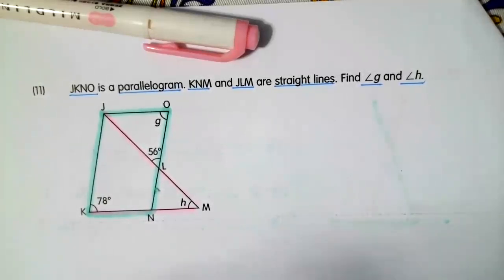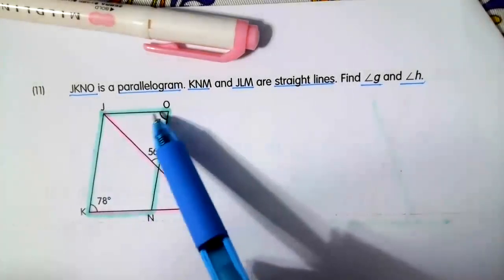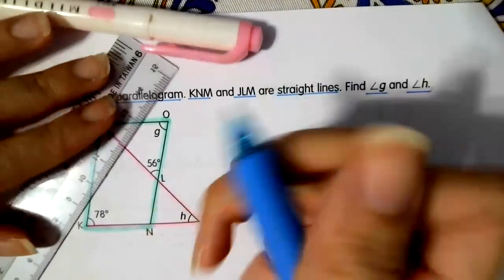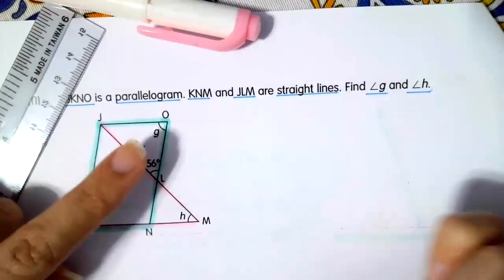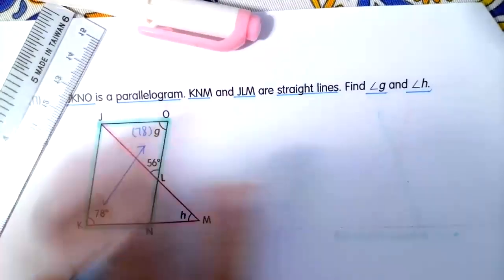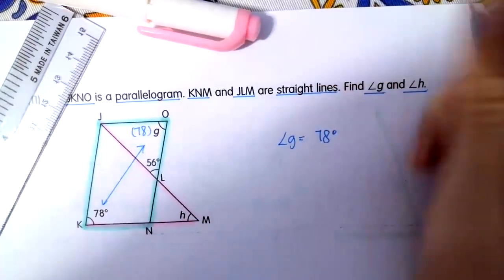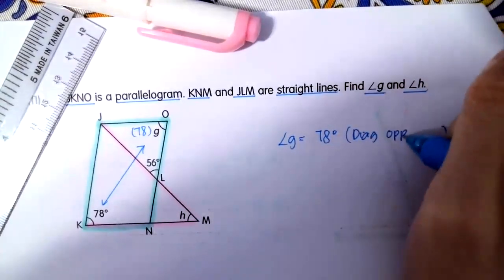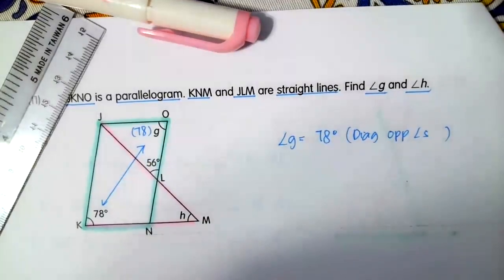Now, first of all, actually angle G is very easy to solve because this is a parallelogram. So what comes to your mind immediately? The answer is diagonally opposite angles. They are the same. So angle G is simply just 78. So you can just put in angle G as 78 degrees because this is diagonally opposite angles. Okay, so this is 78.